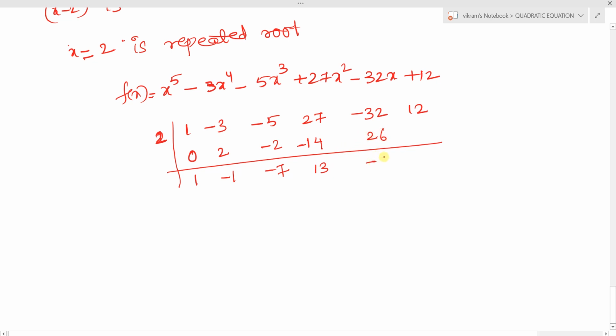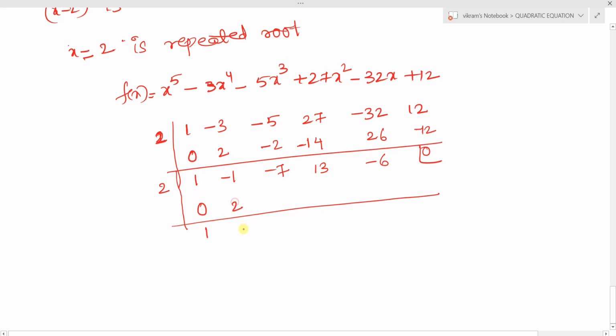It is 26, and this one is minus 6, and this one is minus 12, and the remainder is 0. Okay, this is the f dash of x, just as we have seen. Now again, for f dash of x also, 2 is a root. Okay, x minus 2 is a factor, then again division with the 2.